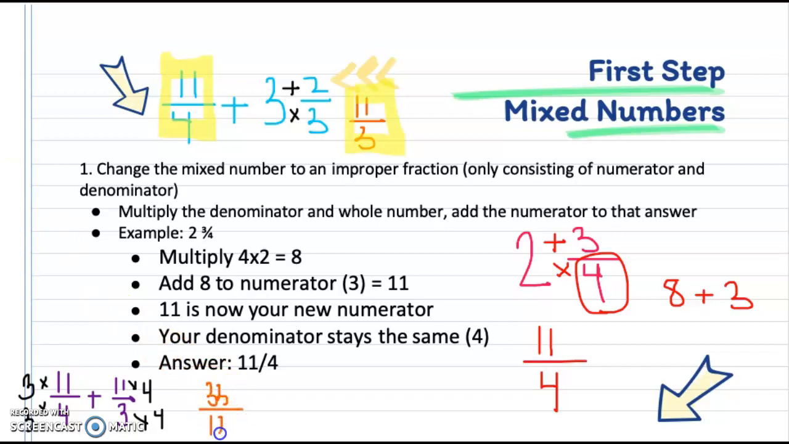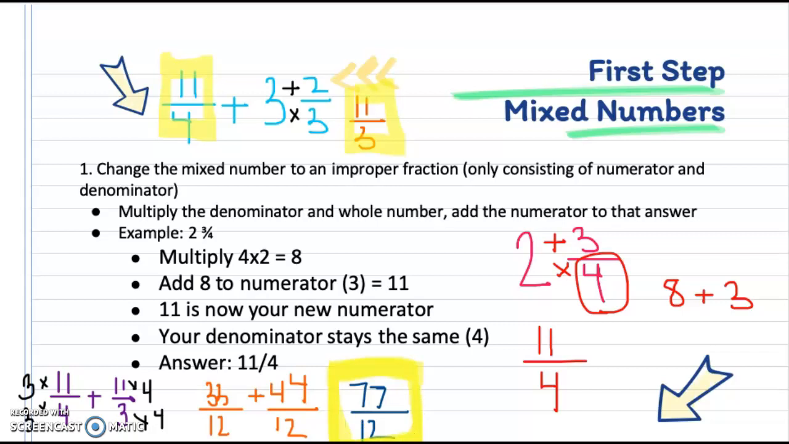So our new equation will be 33 over 12 plus 44 over 12. So now all we have to do is add the top and keep the denominator the same. So when we add the top together, we get 33 plus 44 is 77, and then keep the denominator the same. So then we'll get 77 over 12. And that is your answer. You won't be able to simplify this fraction because nothing goes into 77 and 12 evenly.